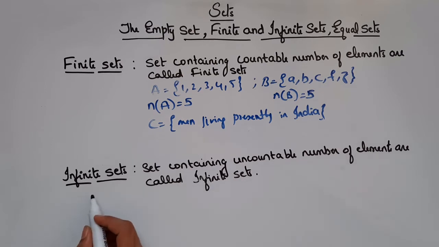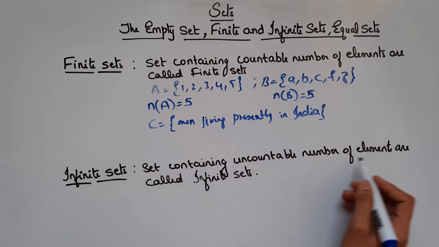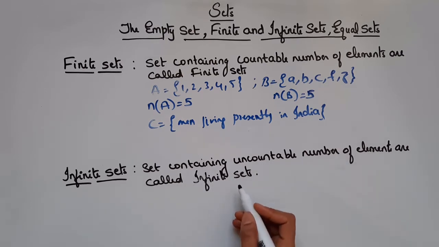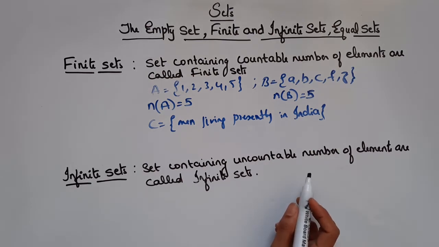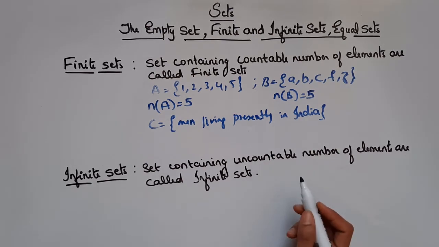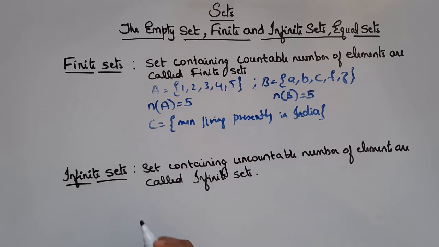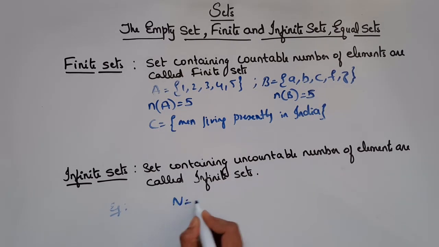Now let's move on to infinite sets. A set containing an uncountable number of elements is called an infinite set. So here we cannot count the number of elements in the set. It's uncountable. So such sets are called infinite sets. Let me give an example. Set of natural numbers.